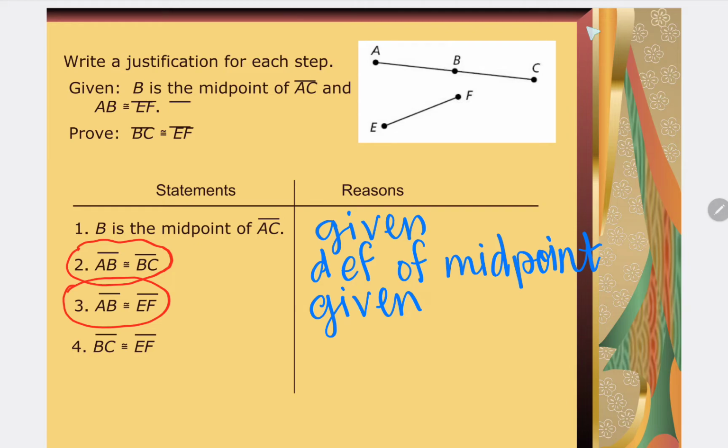EF is also congruent to AB. Since they are both congruent to AB, I can say that by the transitive property of congruence, BC is equal to EF. Okay, so I've proven that BC is equal to EF.